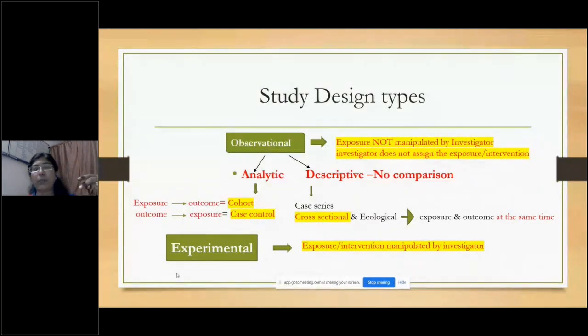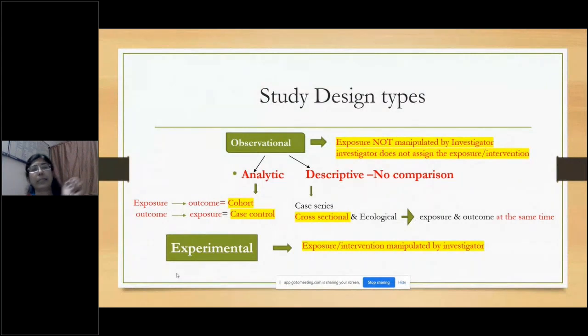Again, we can divide observational study into two major types, analytic and descriptive. Where there is no comparison, it is called descriptive design. Two examples of descriptive design are case series and cross-sectional. Also, ecological is a third variety of descriptive design. Particularly in cross-sectional design, we have to assess exposure and outcome at the same time.